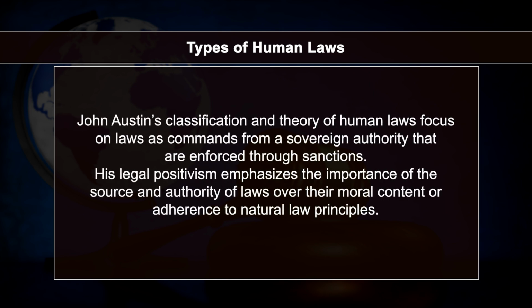John Austin's classification and theory of human laws focus on laws as commands from a sovereign authority that are enforced through sanctions. His legal positivism emphasizes the importance of the source and authority of laws over their moral content or adherence to natural law principles.